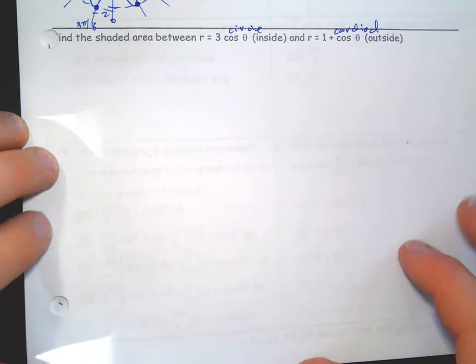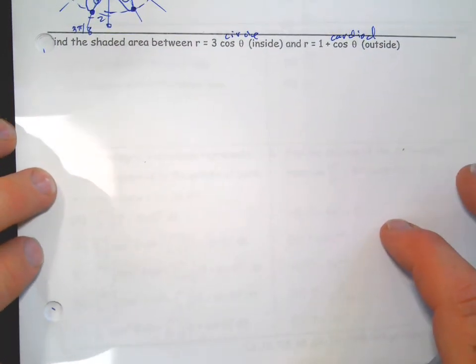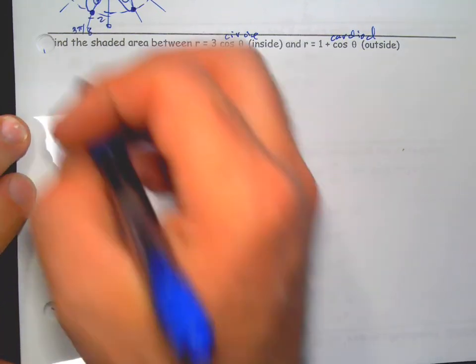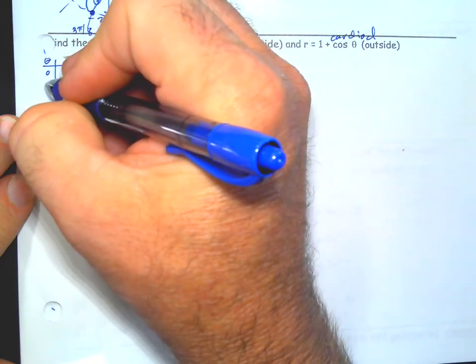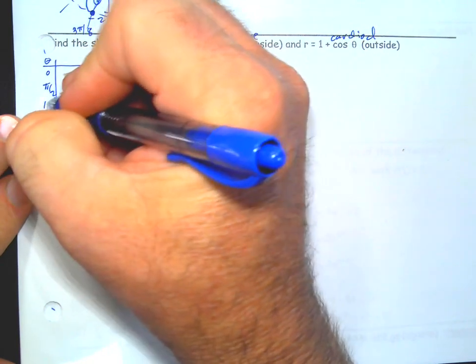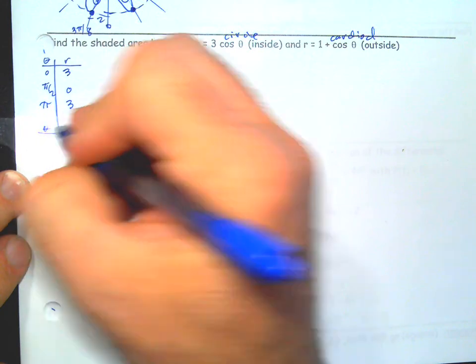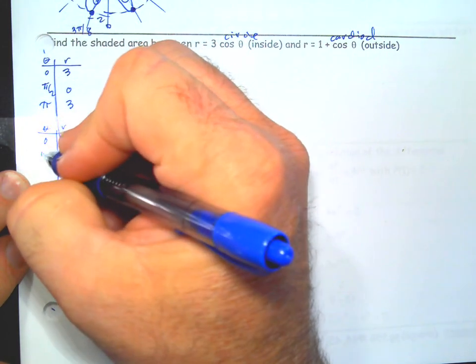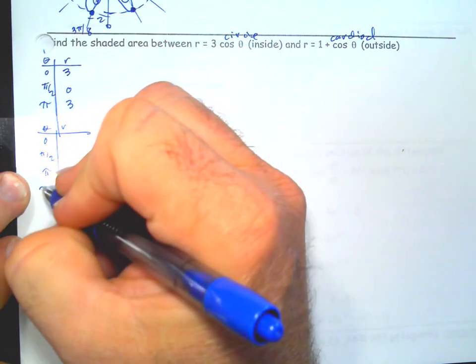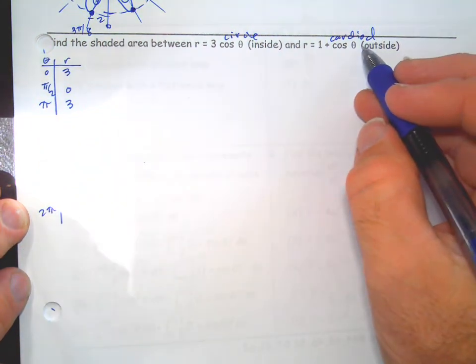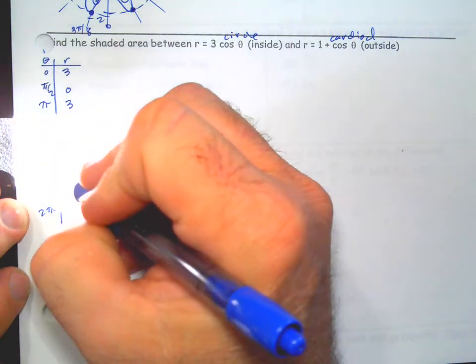So I think we really need a decent sketch of these to figure out what we're even trying to find, because we're only trying to find pieces of them. So the first, the circle, theta 0, we only need to go to pi. So we plug 0 into that, you get 3, 0, 3. And then the next one, the cardioid, we're going to go 0, pi over 2, pi, 3 pi over 2, 2 pi. So you plug that in there, you're going to get 2, 1, 0, 1, 2.